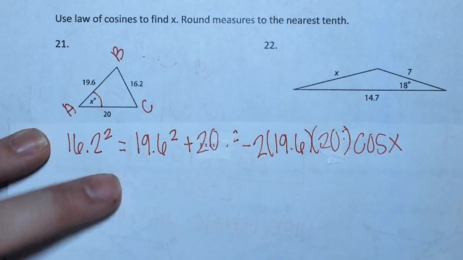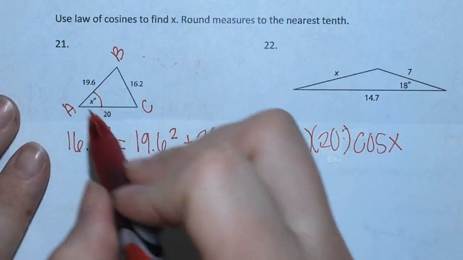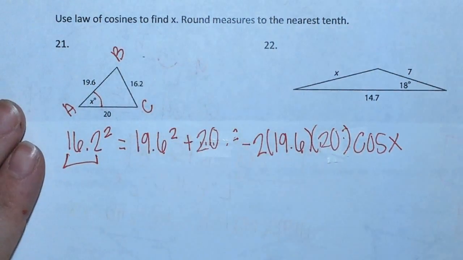Cosine of x. This is the one that you have to break down into chunks. So you have to do this chunk first.